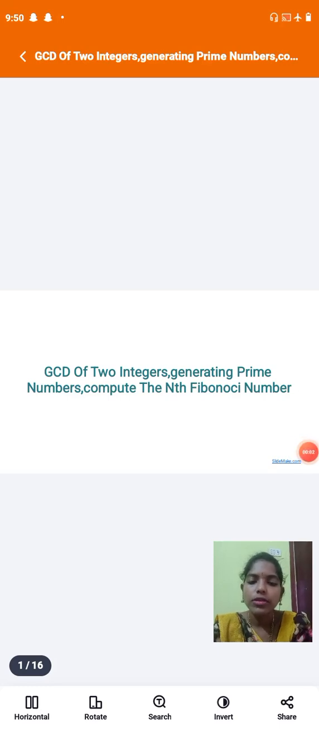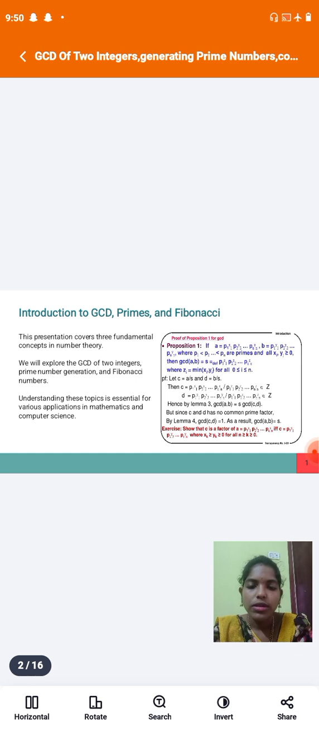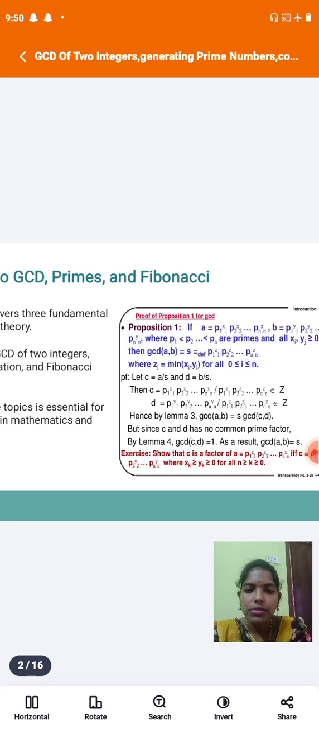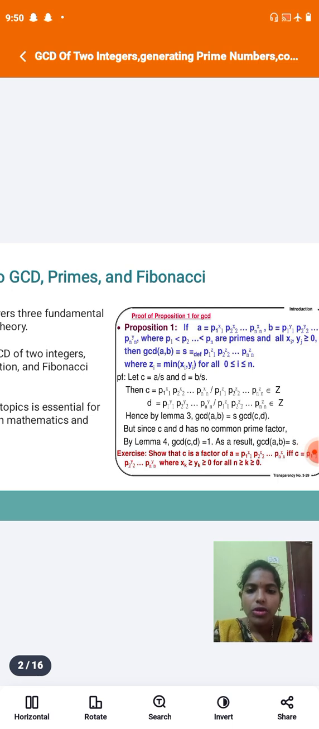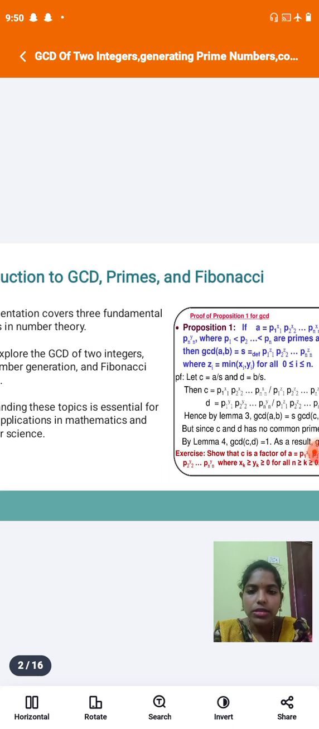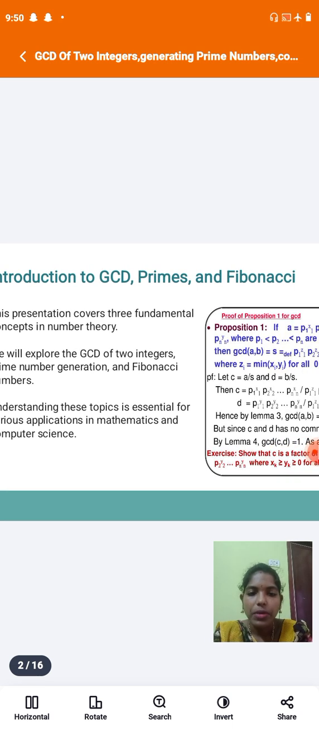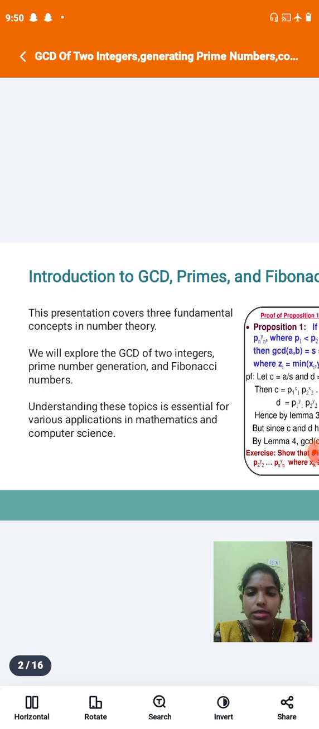Good morning, students. Today we are discussing the topic of GCD of two integers, generating prime numbers, and computing the nth Fibonacci number. So here is the introduction of GCD, prime numbers and Fibonacci. This presentation covers the fundamental concepts in number theory. Here we observe number theory: numbers, algorithms, theorems. We will explore the GCD of two integers, prime number generation and the Fibonacci sequence.